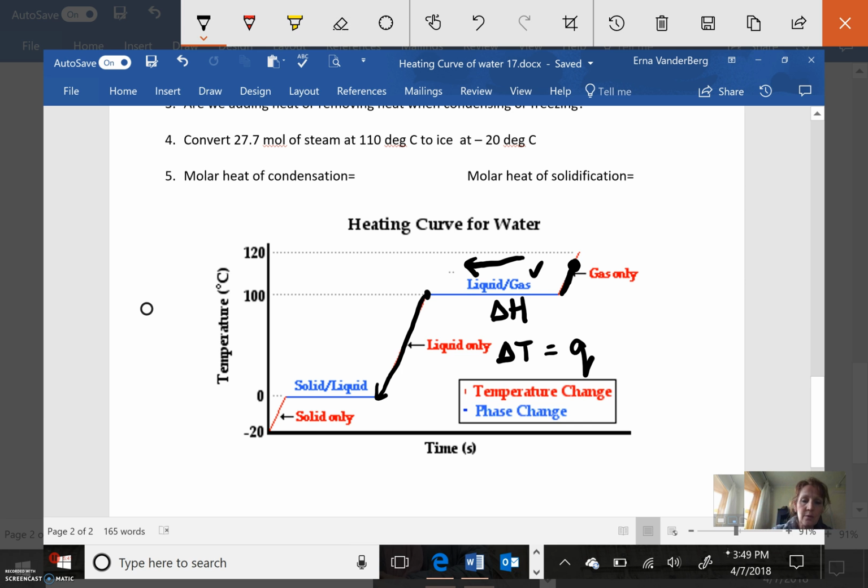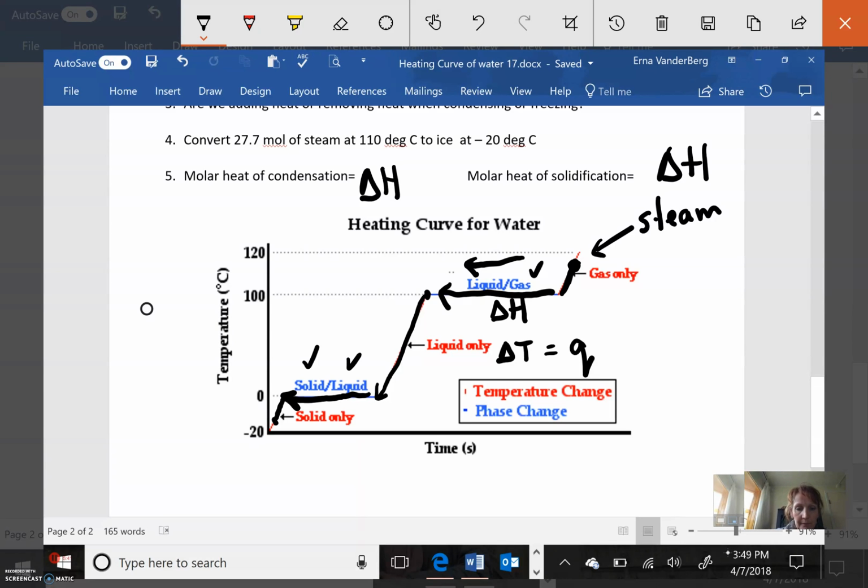Okay. So getting back to where we are, we start here again with steam. And we're going to go all the way down to, here's a phase change. We're going to change the liquid into solid, and then we're going to cool it some more. Okay, and so we're going to use the molar heat of condensation and the molar heat of solidification. The molar heat of solidification right here, 6 kilojoules for every mole. The molar heat of condensation, we're removing 41 kilojoules per mole.